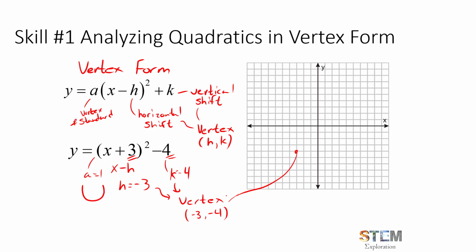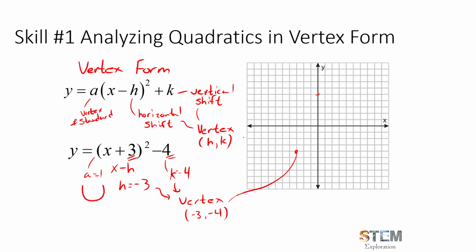If I want to find some other points, I understand that there's a bit of a shift here. If I say x is equal to 0, that gives me 3 squared, which is 9, minus 4. That's going to be equal to positive 5. That represents our y-intercept there, or the c term if you were to rewrite this in standard form.